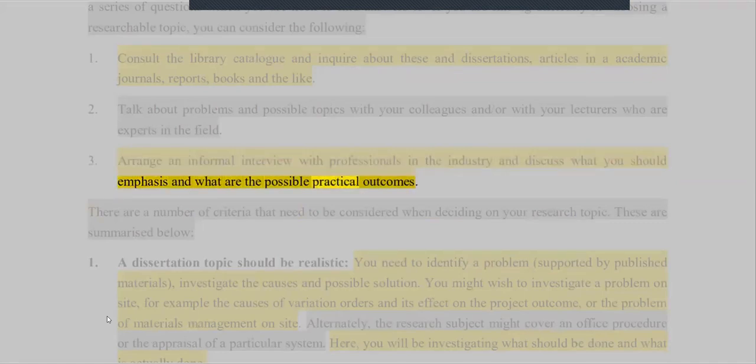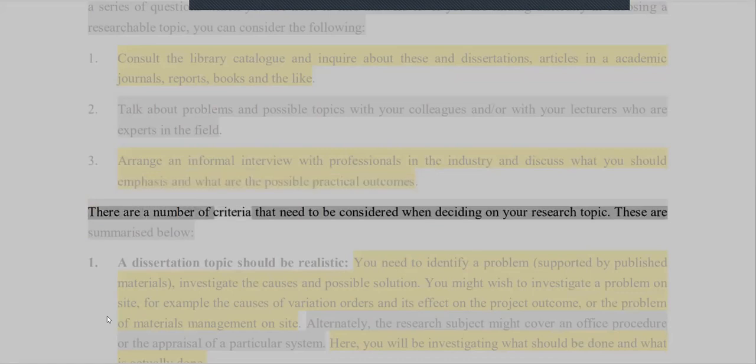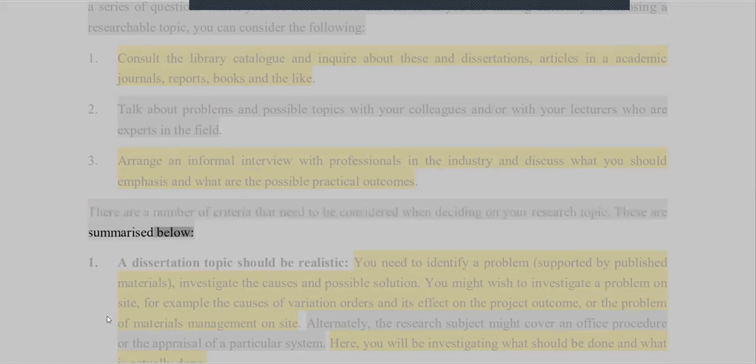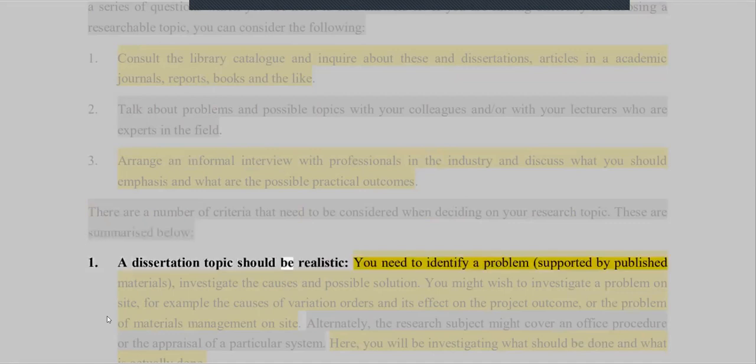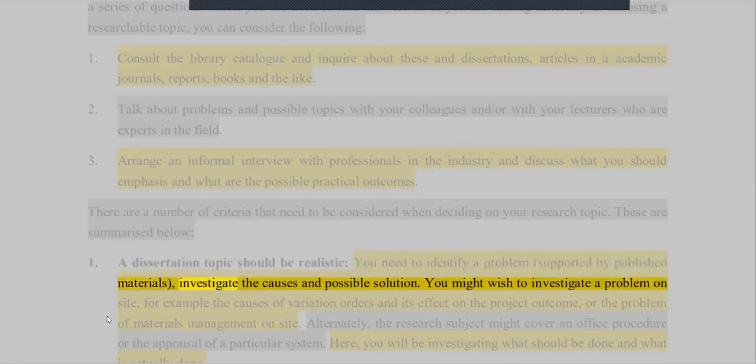There are a number of criteria that need to be considered when deciding on your research topic. These are summarized below. 1. A dissertation topic should be realistic. You need to identify a problem supported by published materials, and investigate the causes and possible solution.